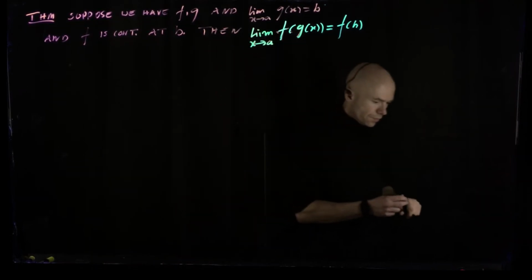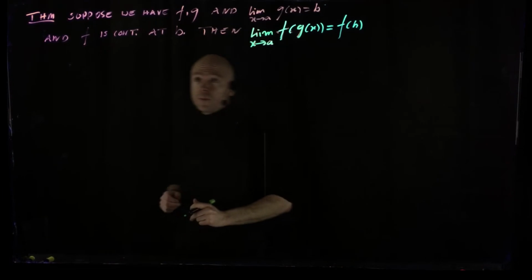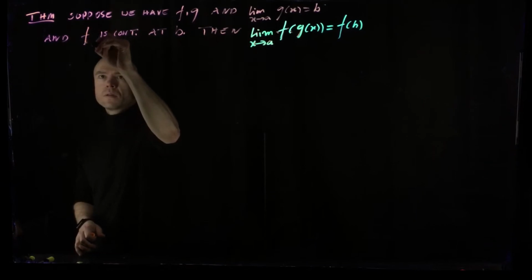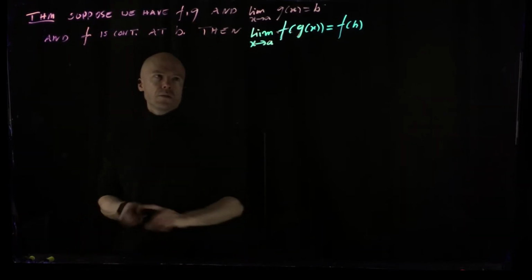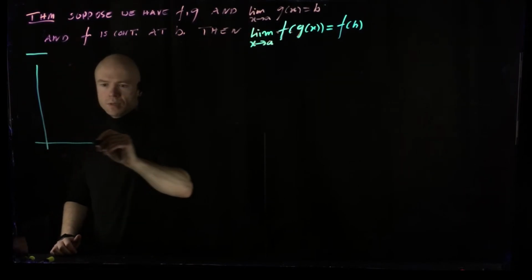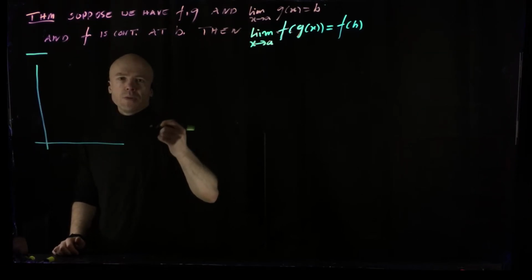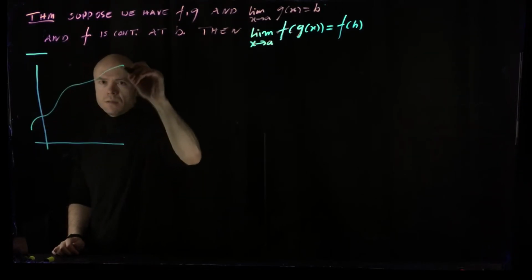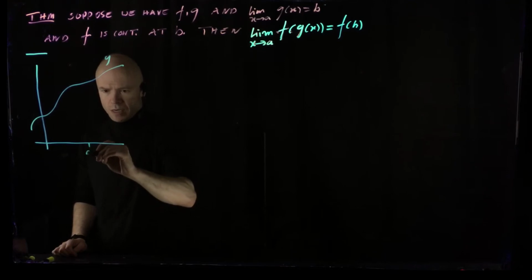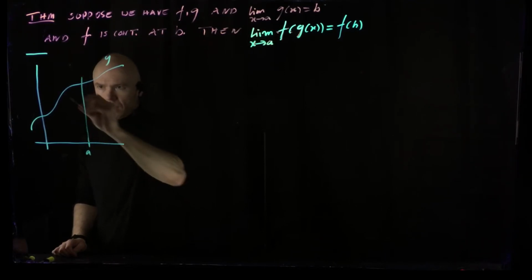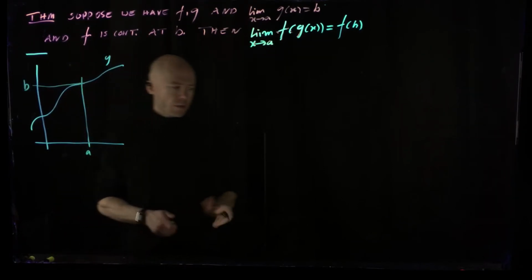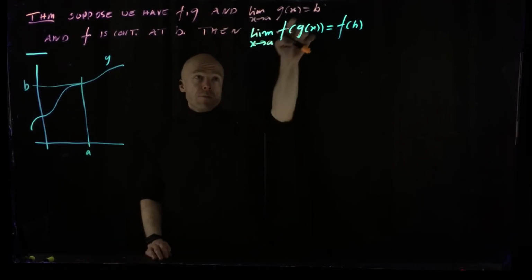Okay, so pictures clarify this. Let's draw a picture of g, and let's draw a picture of f. So this is g, and what information do we have? The limit as we approach a is b. So let this be a, and something like this, and this is b. So what is the information from this?